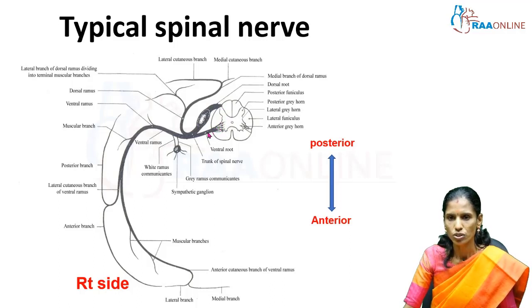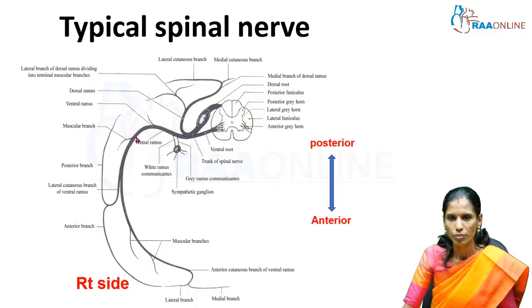These rootlets join to form the ventral root. This is also called the motor root. From the dorsal horn, we have the dorsal root which is coming. In the center, we have the dorsal root ganglion. Finally, the ventral root and dorsal root join to form the trunk of the spinal nerve, which immediately divides into a larger ventral ramus and a smaller dorsal ramus.